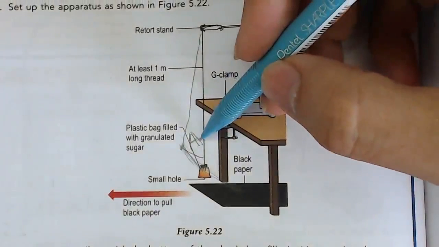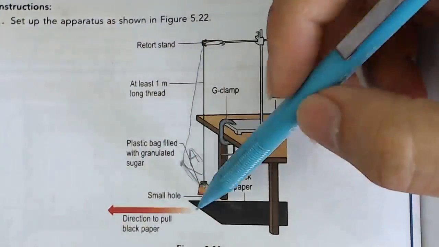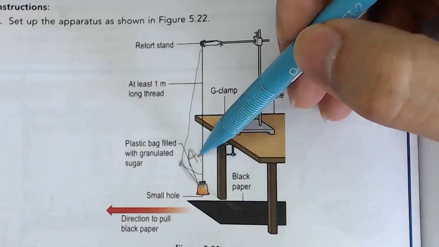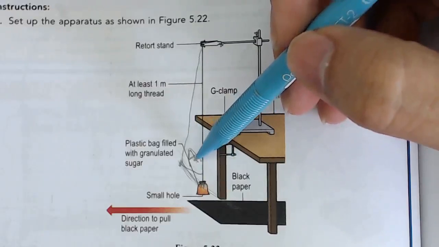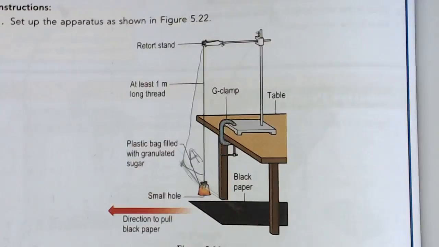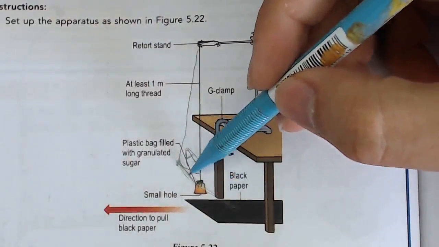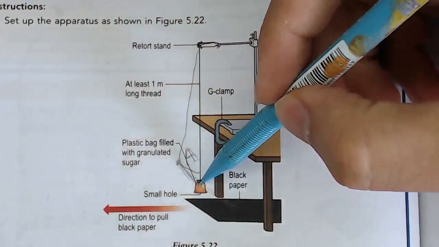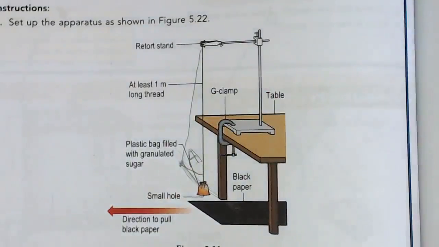So the idea is you'll see that this amplitude keeps decreasing over time, and eventually it will come to a stop. So the amplitude will decrease over time.